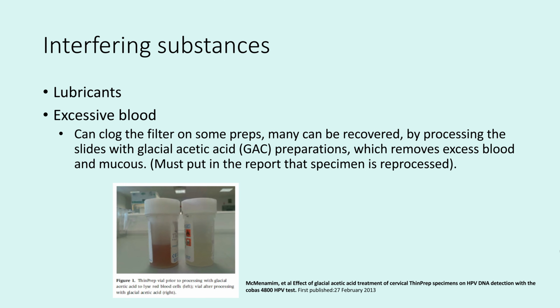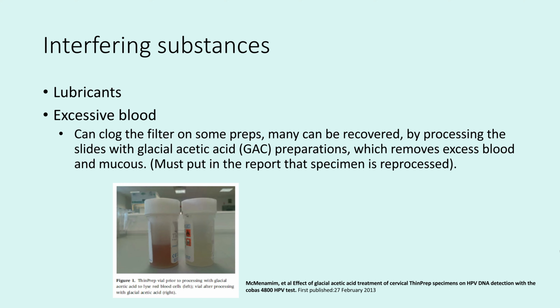So the two interfering or obscuring substances are lubricants and excessive blood. Lubricants are a little bit less common. Most clinicians know now that they shouldn't put the lubricant on before they do the PAP. And then excessive blood can be present due to abnormal or pathologic conditions, also just due to menses, and it clogs the filter of the ThinPrep or SurePath, which can lead to low cellularity because the cells literally cannot get through onto the slide.